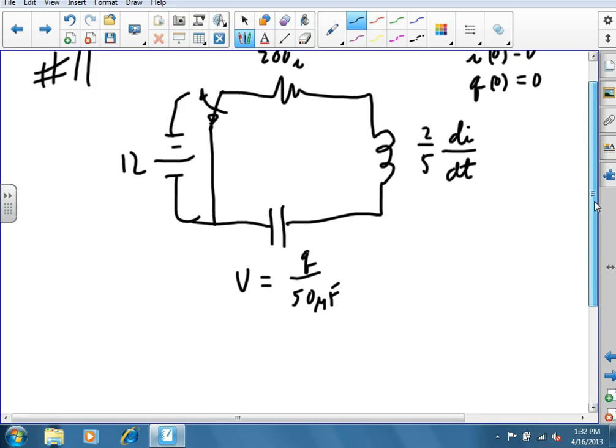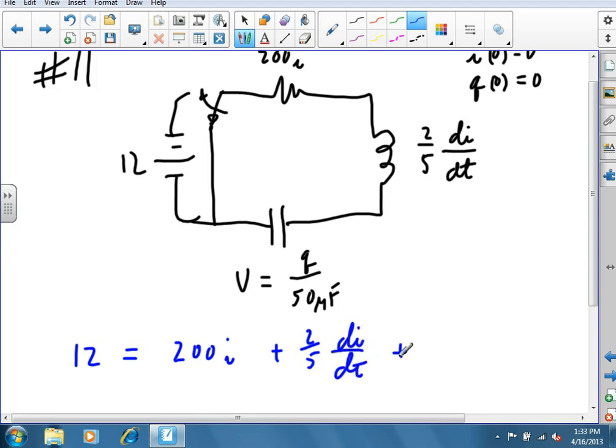Okay, so that being the case, 12 has to equal 200I plus 2/5 dI/dt plus 1 divided by 50 times 10 to the minus 6, which is 20,000, times Q.